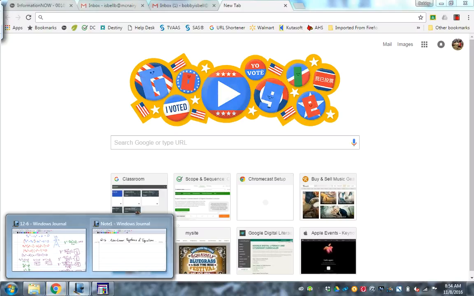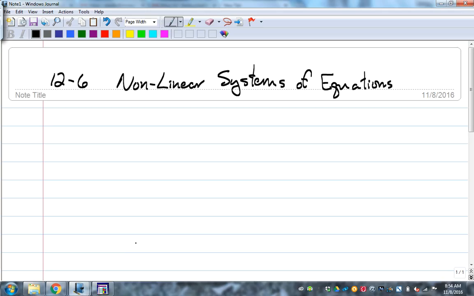Nonlinear systems. Matrices probably not going to be your use here with nonlinear systems. With matrices, we were dealing with more linear systems and planar systems, and get into 3D there. But with nonlinear systems, what we're talking about taking is problems that may mix it up. You may have a linear equation in there like this one.